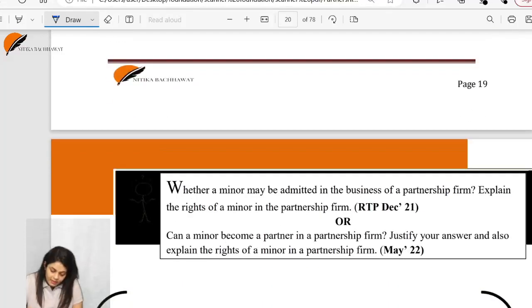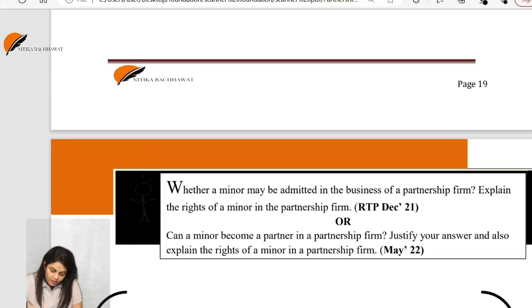Whether a minor may be admitted in the business of a partnership firm, explain the rights of a minor. A minor cannot be a partner of the firm, however, he can be admitted to the benefits of the firm. When a minor becomes a beneficiary of the firm, the rights of the minor are: he will get his share of profits, he can check, inspect, and copy the accounts of the firm, he can sue the other partners for his share. That is, if he does not get his share, he can even sue the other partners for his share, provided he severs all his connections with the firm.